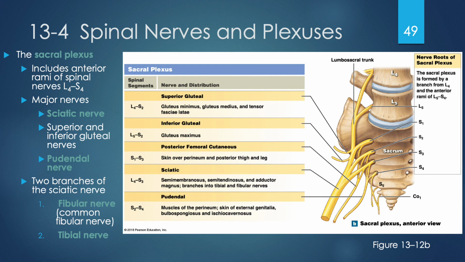And this will innervate the superior and inferior gluteal nerves. Another nerve is the pudendal nerve that arises off of the sacral plexus. And then there are two branches of the sciatic nerve that are worth discussing, the fibular nerve and the tibial nerve.